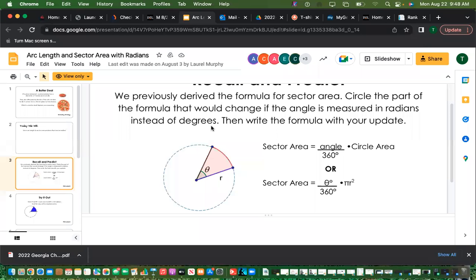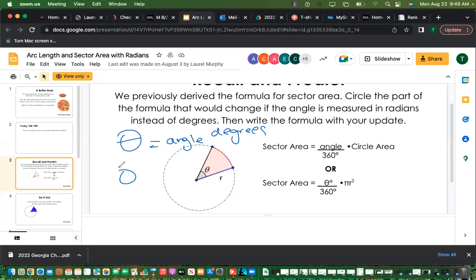Hold on one second. Okay, so really quick, we actually have talked about this last week, just a little bit. Circle the part that would change if the angle is measured in radians instead of degrees. What part would change if we were doing this in radians instead of degrees? Kayla asked a really good question. She said, what was this little symbol with the circle and the little line through it? No, it's not zero. This means angle, and it's measured in degrees normally, unless it's previously stated.